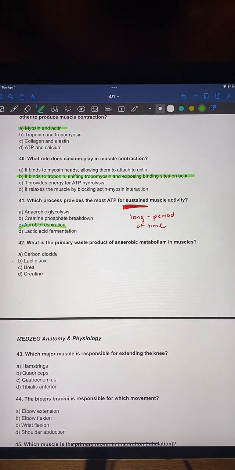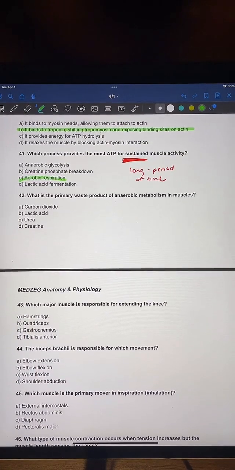Aerobic respiration occurs in the mitochondria and uses oxygen to generate about 36 to 38 ATP. It is the most efficient energy source. Glycolysis only produces about 2 ATP, and it generates lactic acid. That's quicker, a lot quicker. And then the fastest one is creatine phosphate breakdown. It provides energy very, very quickly, but it's very short. And lactic acid produces little ATP, and it's more so for muscle fatigue.